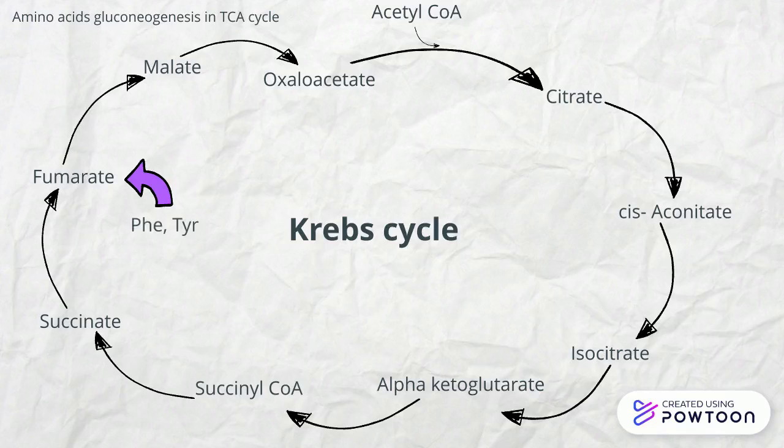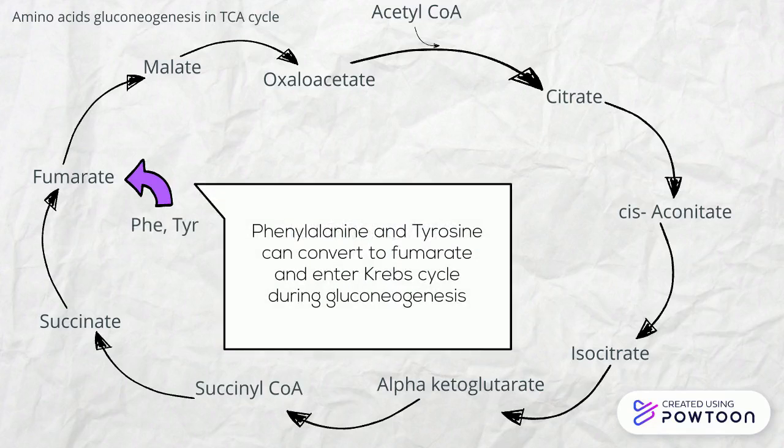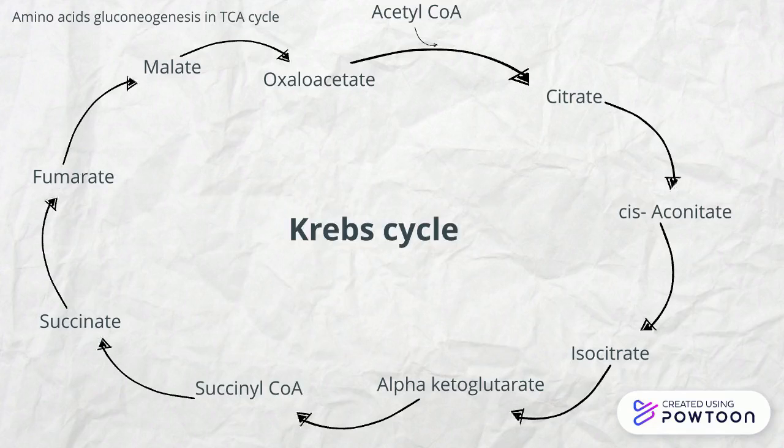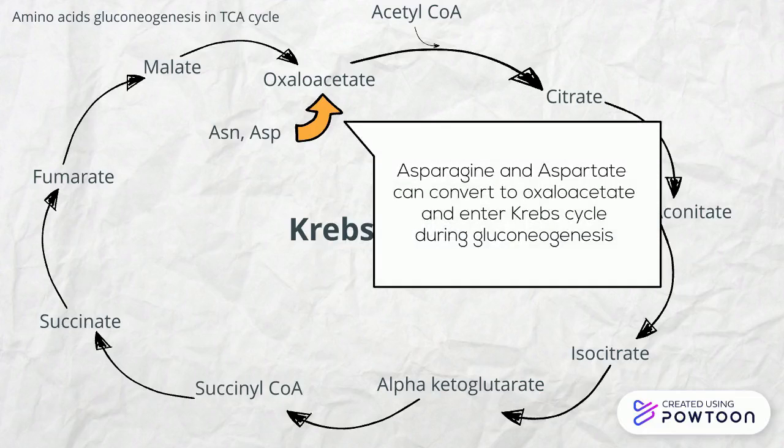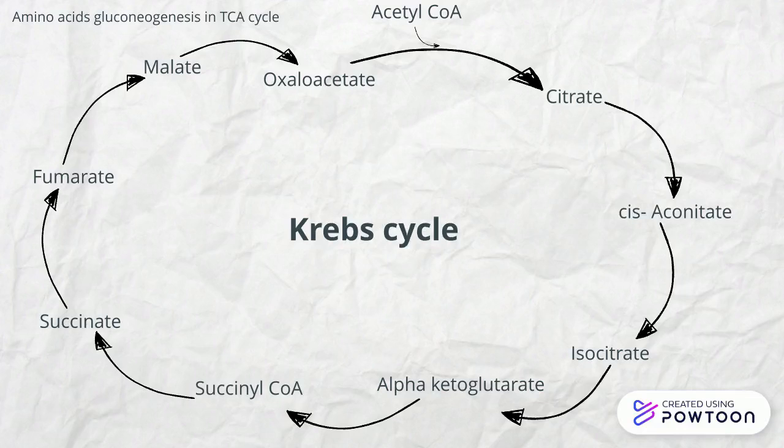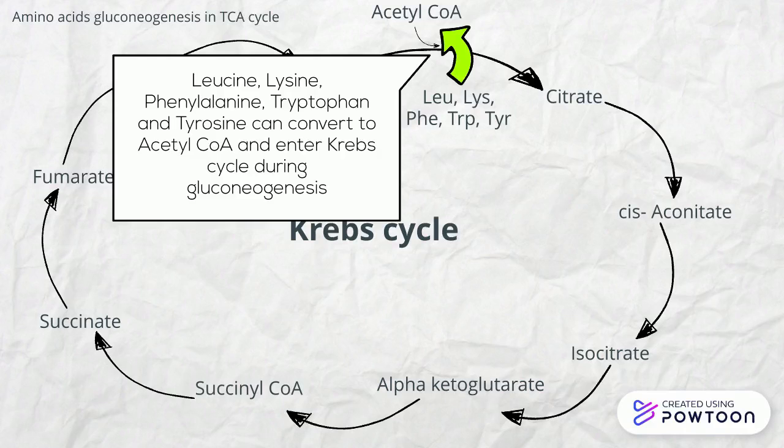Phenylalanine and tyrosine can convert to fumarate and enter the Krebs cycle. Asparagine and aspartate can convert to oxaloacetate and enter the Krebs cycle. Last, leucine, lysine, phenylalanine, tryptophan, and tyrosine can convert to acetyl-CoA and enter the Krebs cycle.